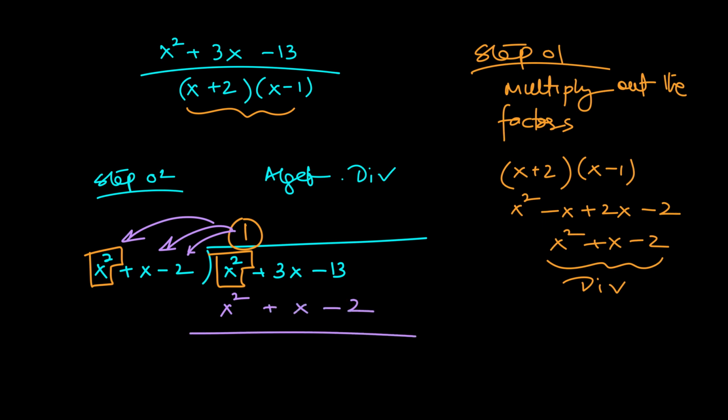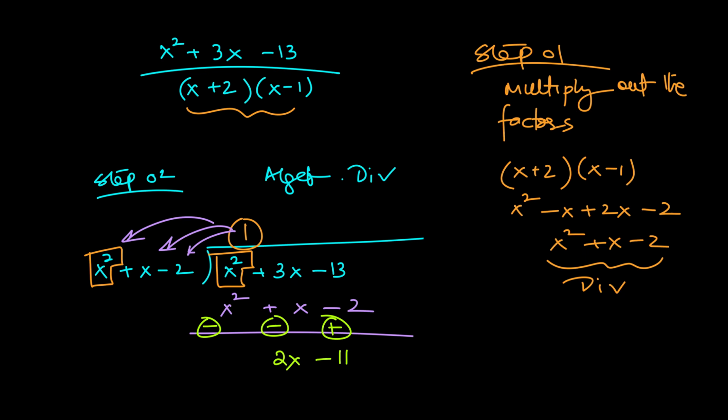Now you want to subtract it. The best way of subtraction is change the sign and add. So this becomes negative, this becomes negative, this becomes positive. The x squared terms cancel off. 3x minus x is 2x, minus 13 plus 2 is negative 11.